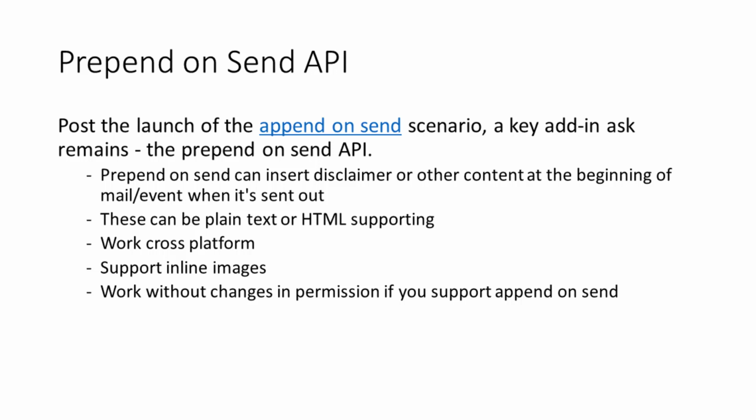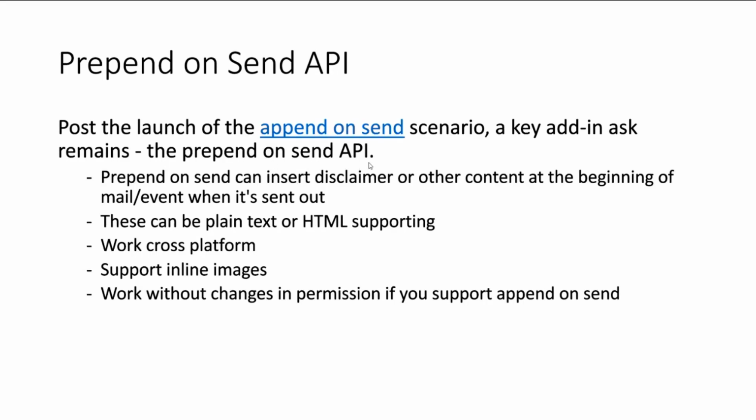After we received really good feedback on appendOnSend, the next request that we received was essentially to build prependOnSend APIs for Outlook Office.js. And prependOnSend can mainly be used for inserting disclaimers or other content that you'd wish to add at the beginning of email or events, right when they're sent out. This content can be plain text as well as HTML. It would work cross-platform. So that's Win32, OWA, that's Outlook for browser, and then Mac and mobile.